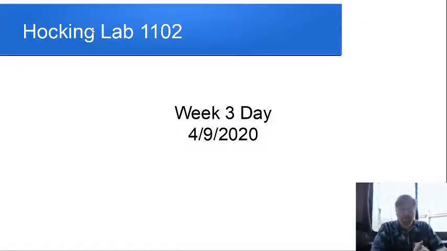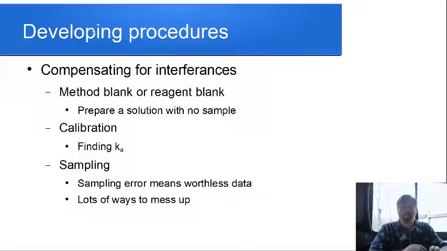We're going to jump right back in and continue our discussion of some vocabulary and concepts from analytical chemistry. So if you remember from Monday, we talked a bit about interference. So we're going to continue that and talk a bit today about how to compensate for interferences. The first way is to do a method blank or reagent blank.